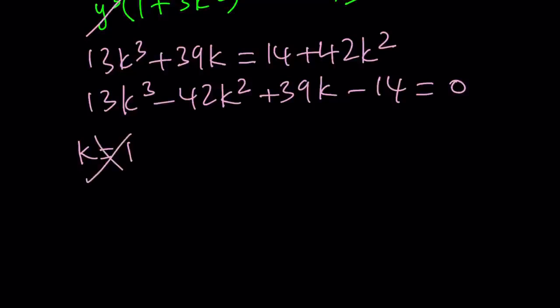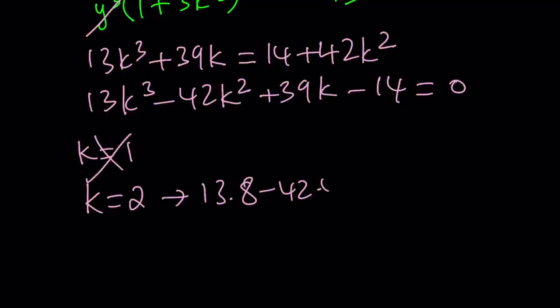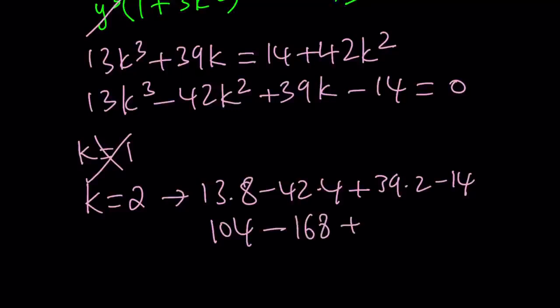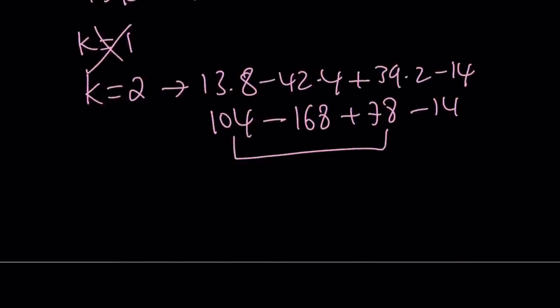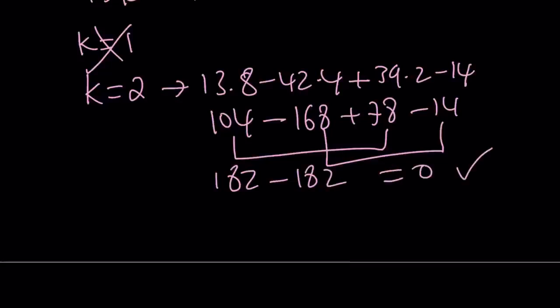Looking at possible solutions, I'm going to test k equals 2. We're going to get 13 times 2 cubed, which is 8, minus 42 times 2 squared, which is 4, plus 39 times 2 minus 14. This is going to be 104, this is going to be 168, this is going to be 78 minus 14. Now let's add the positives. That's going to give me 182. And let's subtract these, 182, and bingo, we got an answer.